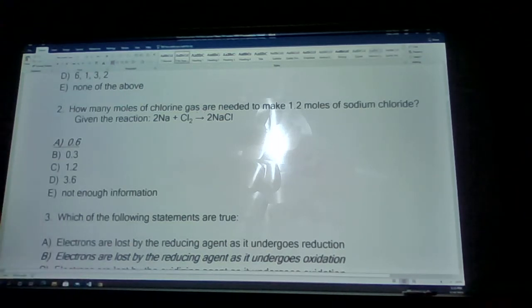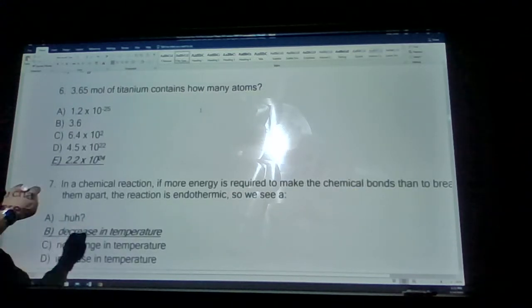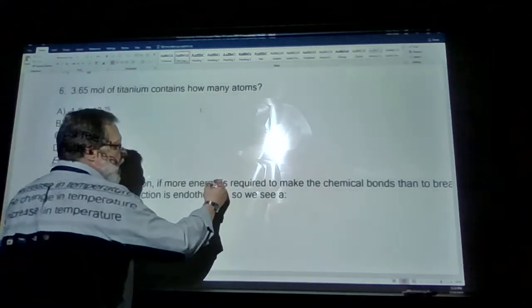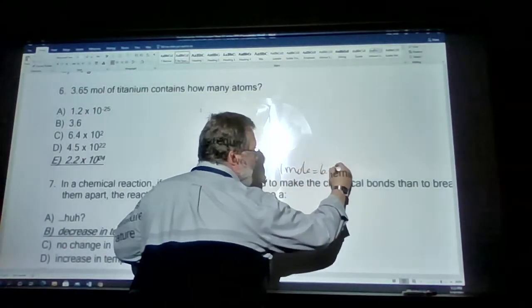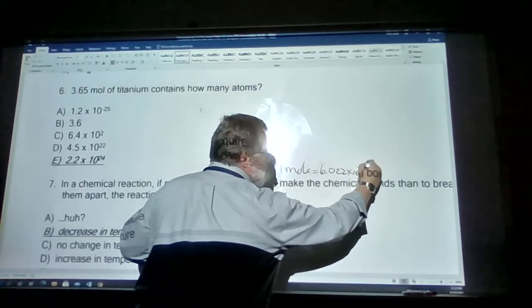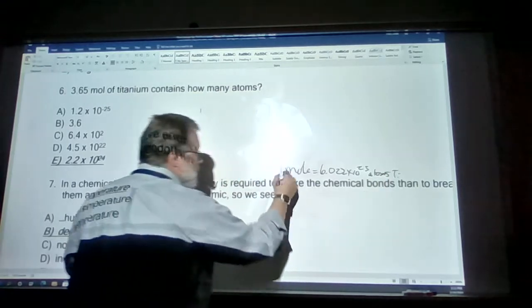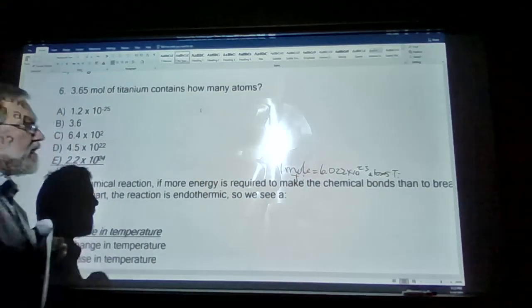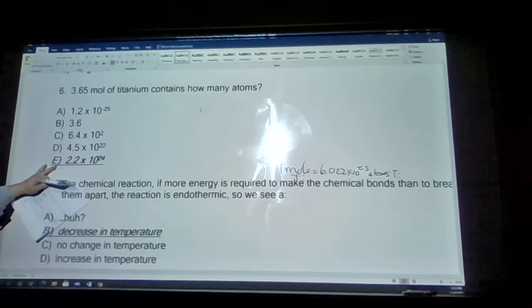Problem number 6. 3.65 moles of titanium contains how many atoms? You remember from Avogadro, 1 mole is equal to 6.022 times 10 to the 23 atoms of any element. So 1 mole of titanium is 6.022 times 10 to the 23rd atoms of titanium.